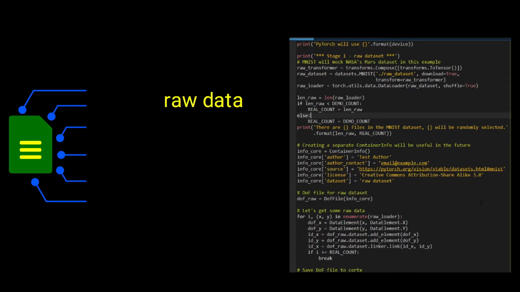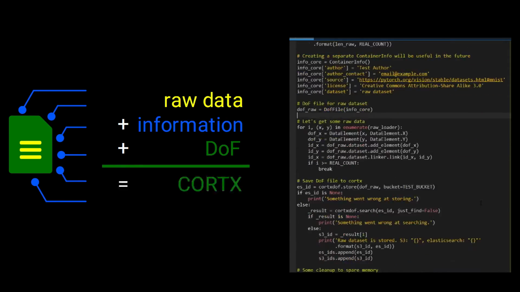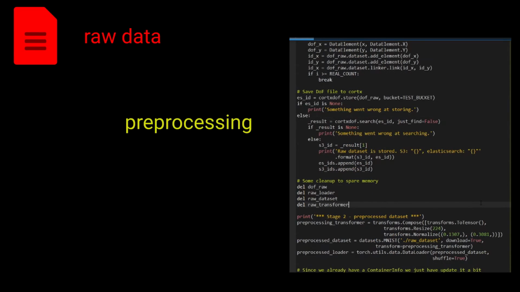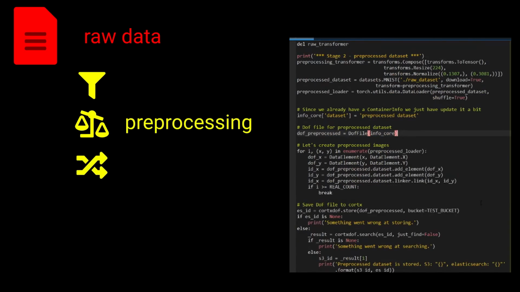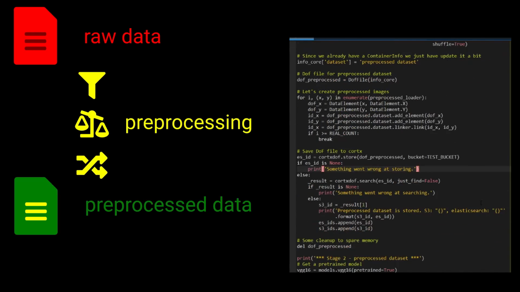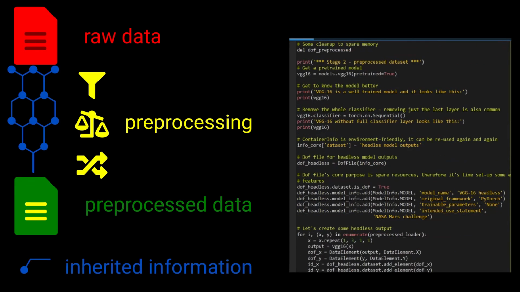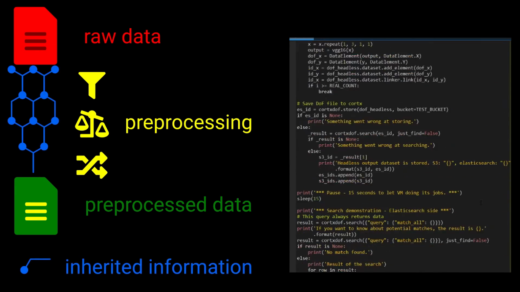Raw data and the information is the first dataset in a DOF file uploaded into Cortx. Data scientists usually apply preprocessing steps like filtering, removing bias, or making transformation. This preprocessed data is now a different dataset with partially inherited information from the raw dataset. It can be uploaded in a DOF file to Cortx again.